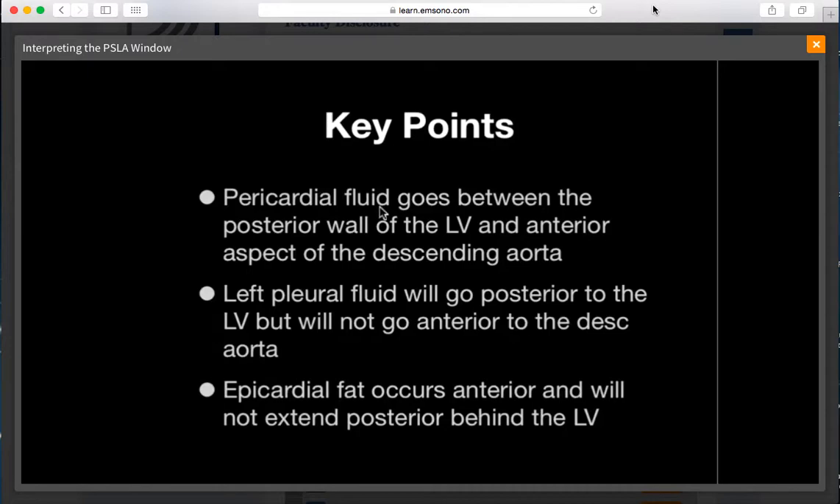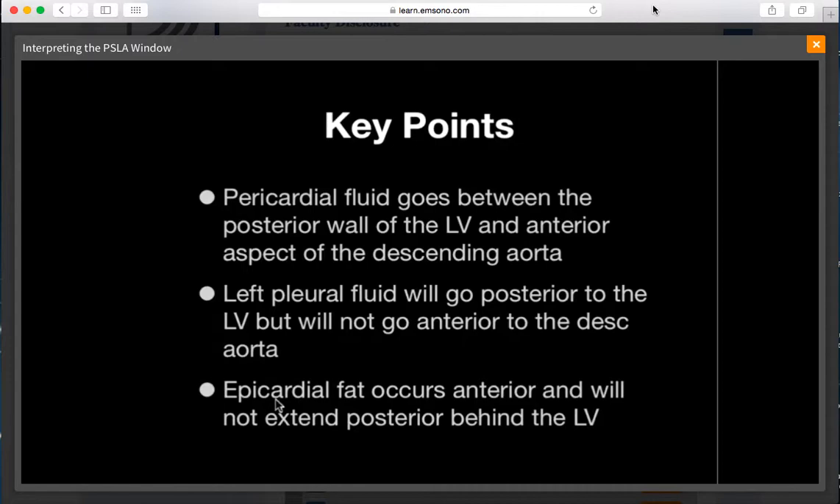Pericardial fluid will go between the posterior wall of the left ventricle, but will go anterior to the descending aorta. Left pleural fluid will also be posterior to the left ventricle, but it will not go anterior to the descending aorta. This is the key difference.